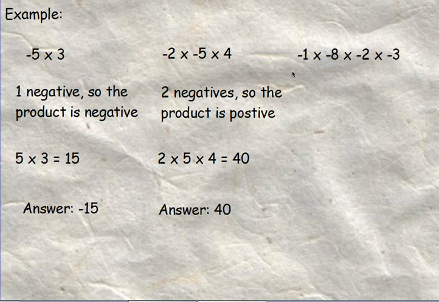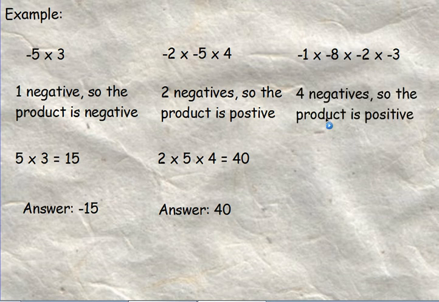Now we have negative 1 times negative 8 times negative 2 times negative 3. So count your negative signs. We got 1, 2, 3, 4. So since that's even, we know it's going to be positive. So go ahead and multiply. 1 times 8 is 8. 8 times 2 is 16. 16 times 3 is 48. So since we had 4 negatives, we know that the answer is positive.